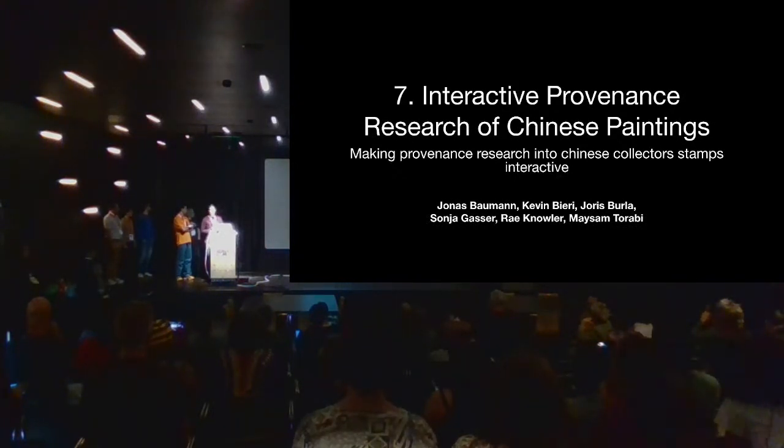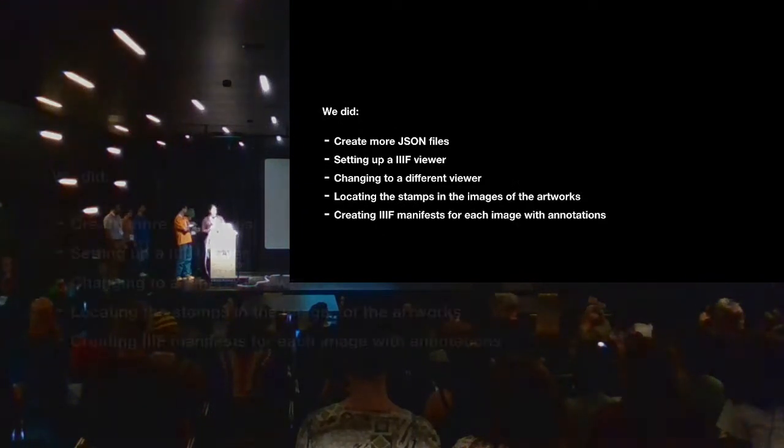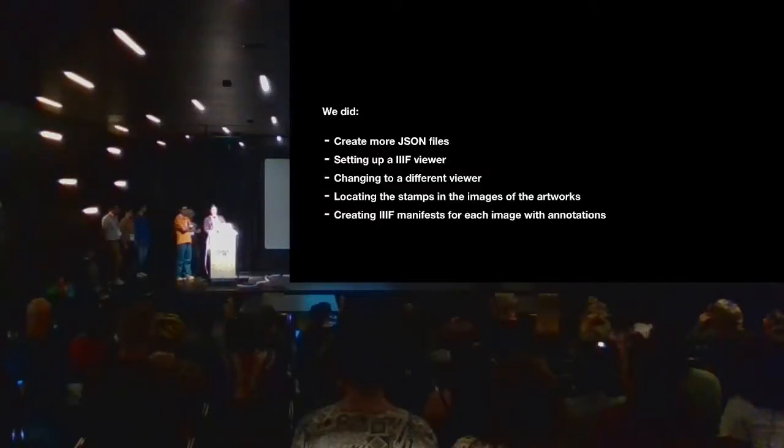That's the data that we had: 4 JSON files, images of the artworks and images of the stamps. We created a lot more JSON files. We set up a IIIF viewer and then changed it, because it didn't work as we wanted, to a different viewer. And of course, at last, creating the manifest with the annotations.